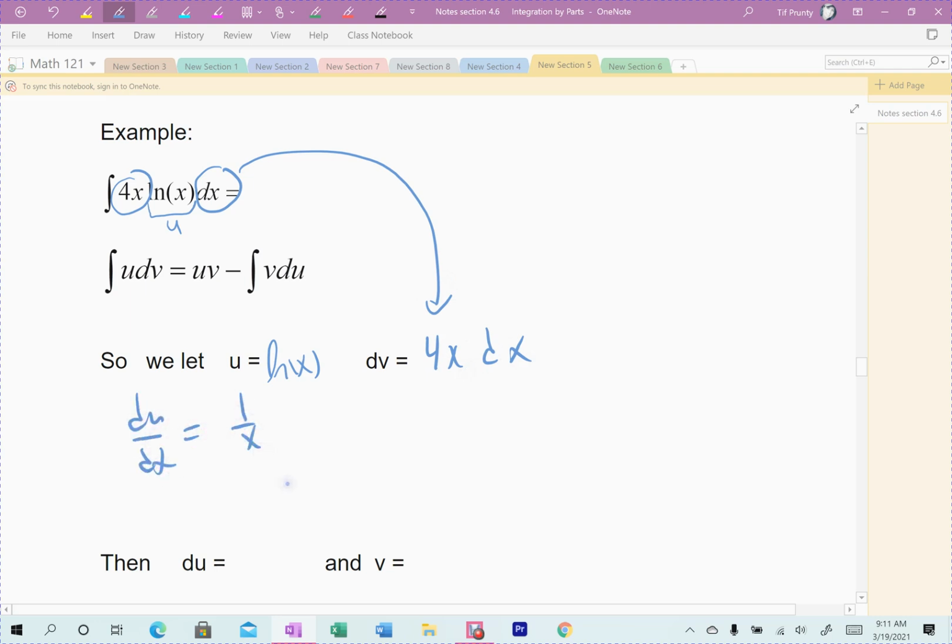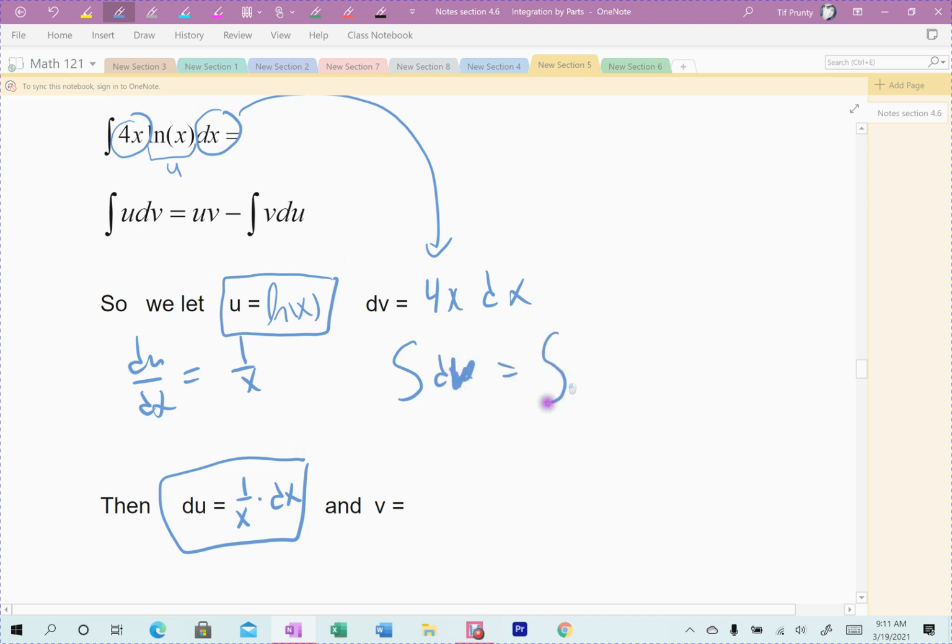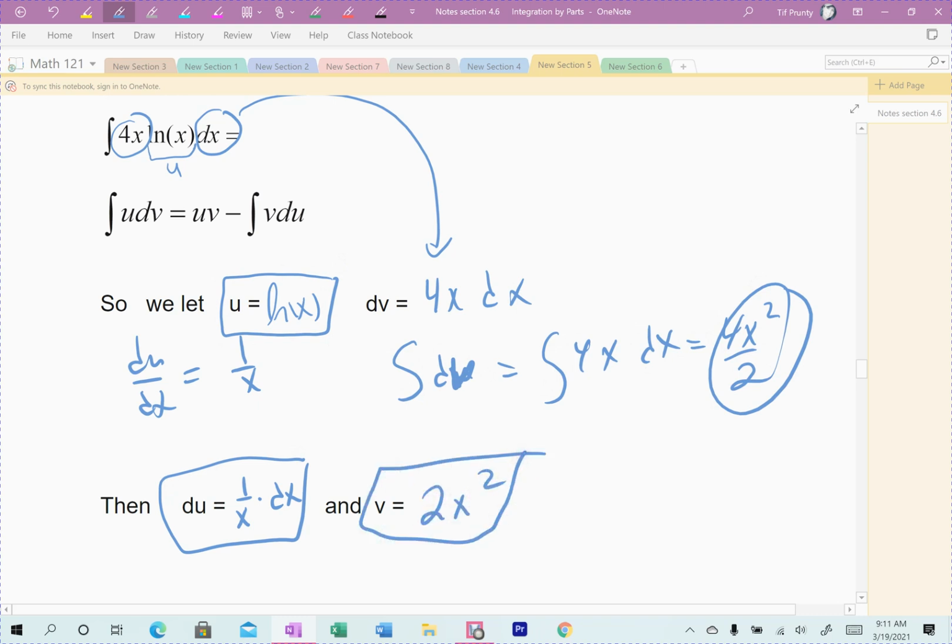Alright, I'll get my derivative, 1 over x. So this one's going to be a little bit more complex because it's not a direct du dx. It's 1 over x dx that is my du. Natural log is my u. And then my antiderivative, which, remember, the antiderivative of this is 4x to the second divided by 2, which simplifies really nicely to 2x squared. And so it was an easy antiderivative to find.